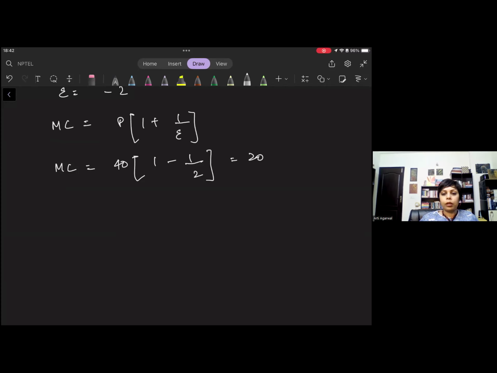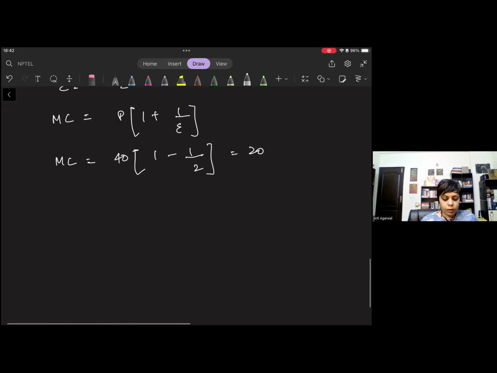In this, the epsilon includes the sign, like there's a sign hidden inside of epsilon. So if you are given the elasticity of demand, don't use it without the sign, because if you use it without the sign, you will get a very different answer, and that's incorrect. So this is your marginal cost.